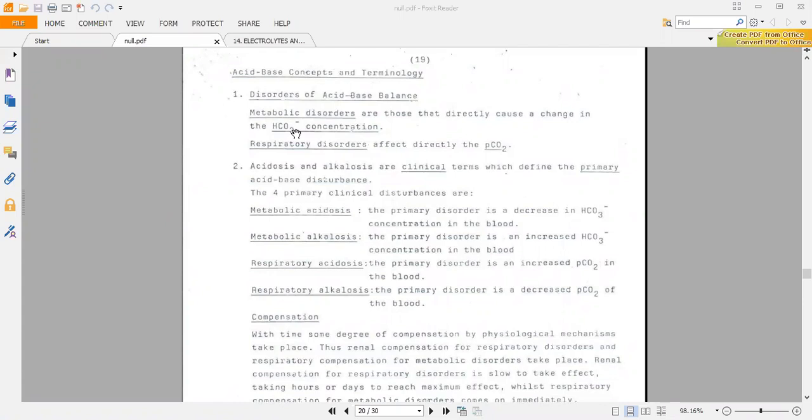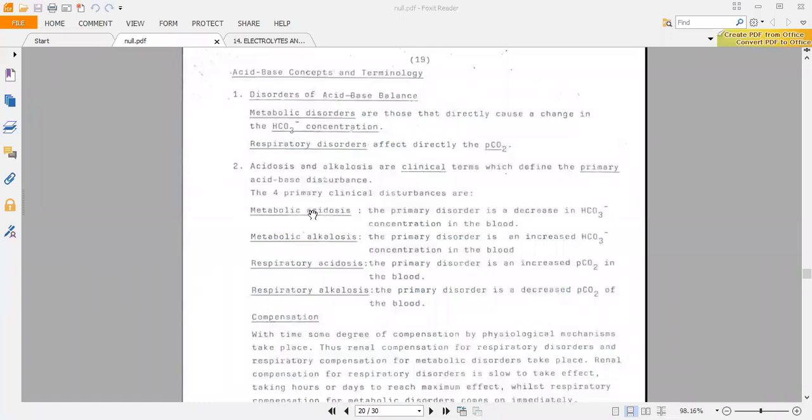Then we have acidosis and alkalosis. Now, if you are looking at acidosis and alkalosis, use the person's pH. So when you look at the person's pH, if it's less than 7.3, then it's acidosis. If it's more than 7.5, okay, or 7.45, then that one is alkalosis. Now with the acidosis and the alkalosis, what is causing the acidosis could be a metabolic cause.